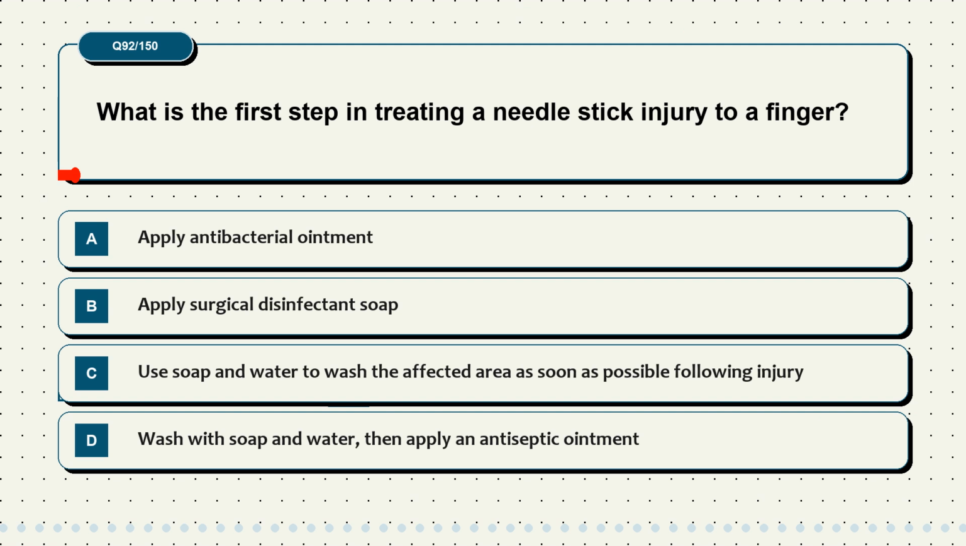Question 92. What is the first step in treating a needle stick injury to a finger? Here are the options. Option A. Apply antibacterial ointment. Option B. Apply surgical disinfectant soap. Option C. Use soap and water to wash the affected area as soon as possible following injury. Option D. Wash with soap and water, then apply an antiseptic ointment.